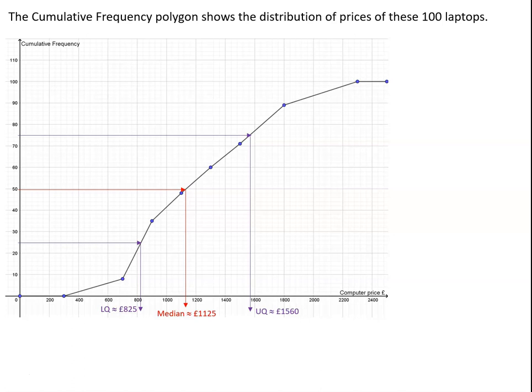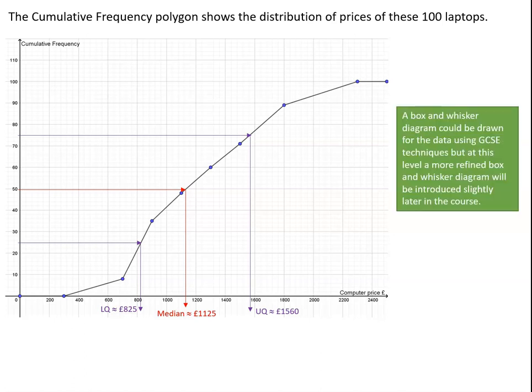Now at GCSE you would have been finding at this stage the interquartile range. We'll be doing that later in this series of videos, and you might have drawn a box and whisker diagram. We will be drawing box and whisker diagrams in the future, but we're going to put a little bit more detail in those. So again, we're going to leave the box and whisker diagrams until later in the series of videos.